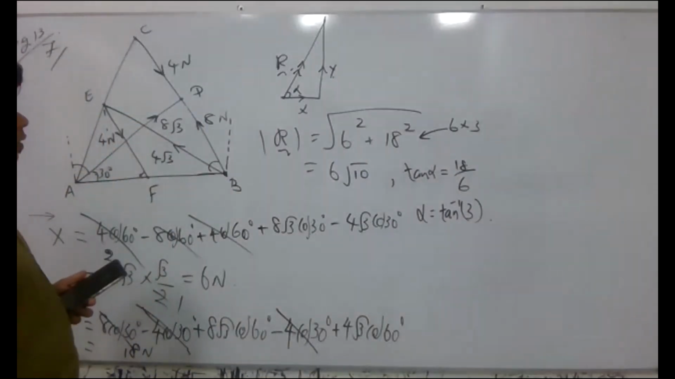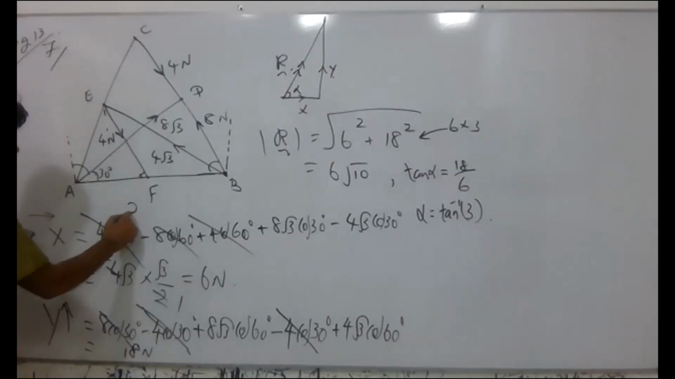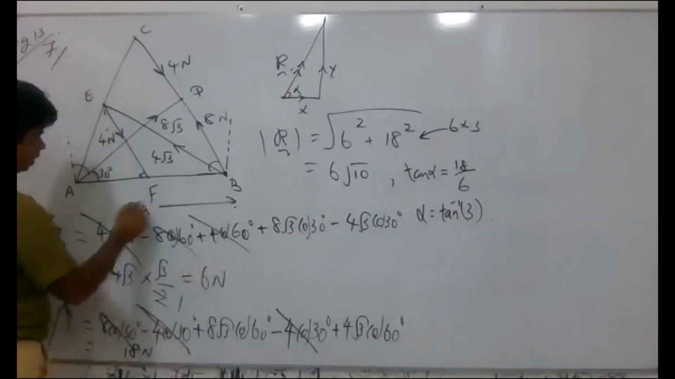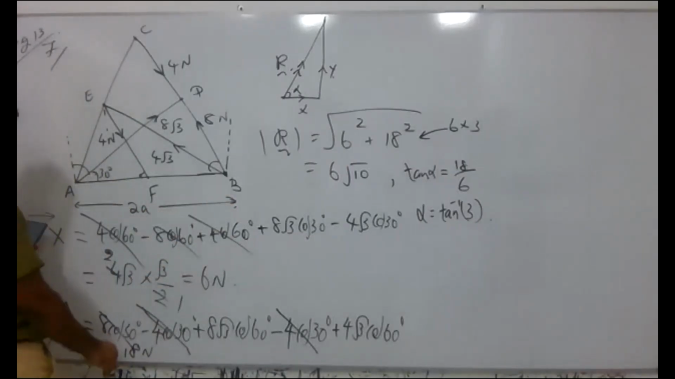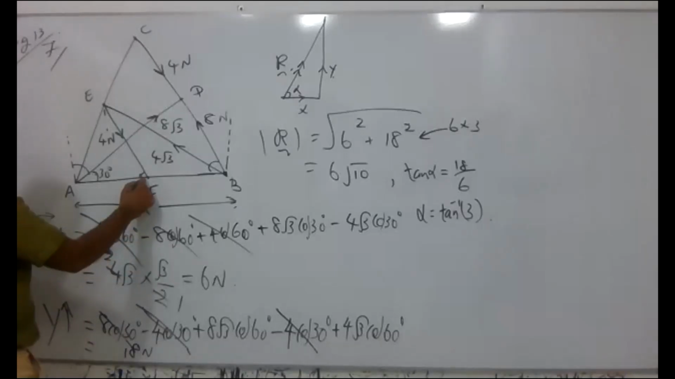Then we want to find out the line of action of the resultant. That is also okay, because this length is 2 meters. Now I will consider the general principle of moments.